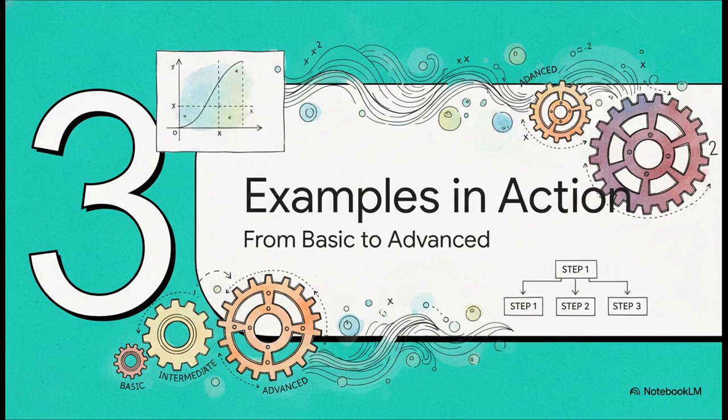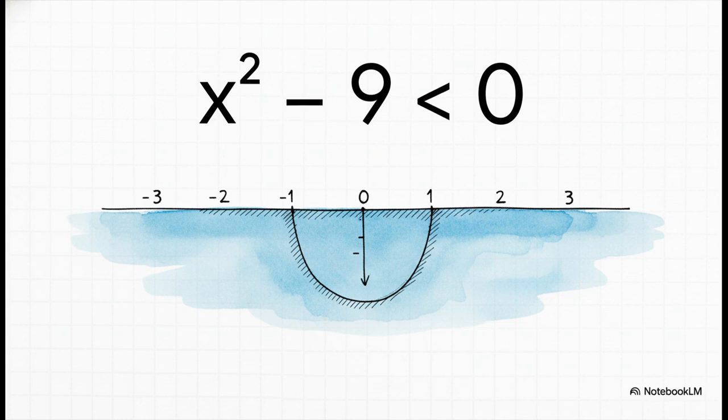Okay, so theory is one thing, but let's actually see how this works in practice. We're going to run through 3 examples, starting simple and then getting a little more advanced, just to make sure we really lock this method down. So let's kick things off with a real classic. x squared minus 9 is less than 0. All we're looking for are the x values that make this whole expression negative.